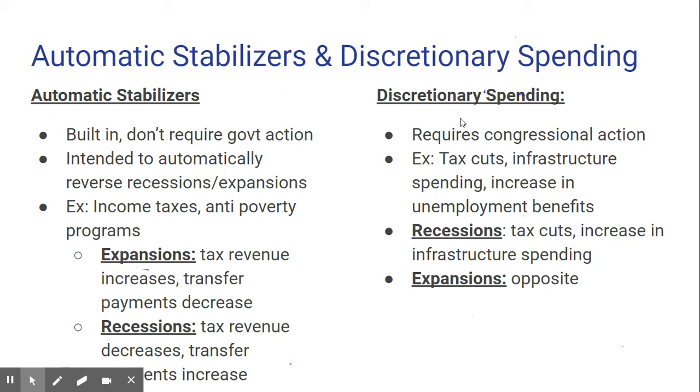So to recap here, make sure you understand the difference between automatic stabilizers and discretionary spending. Discretionary has to require further congressional action. COVID-19 stimulus bill. Okay? Automatic stabilizers, no actions required. They automatically regulate the economy to an extent, and those would be things like our progressive tax system, welfare, food stamps.